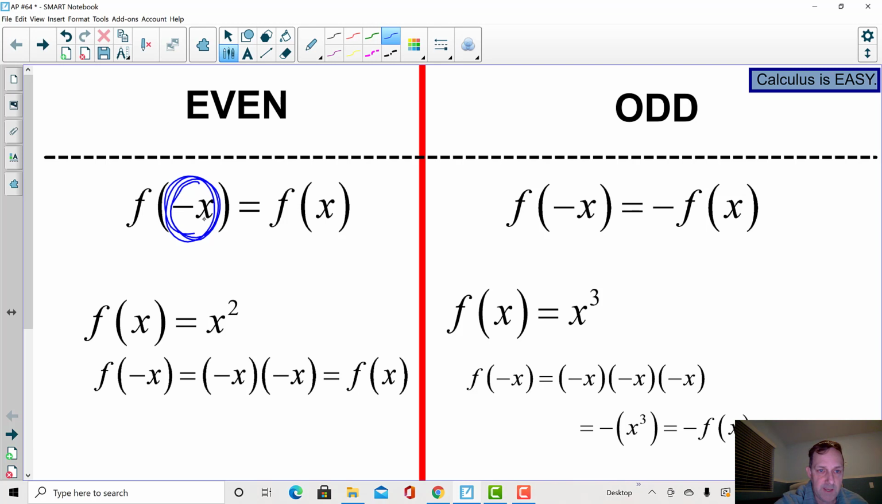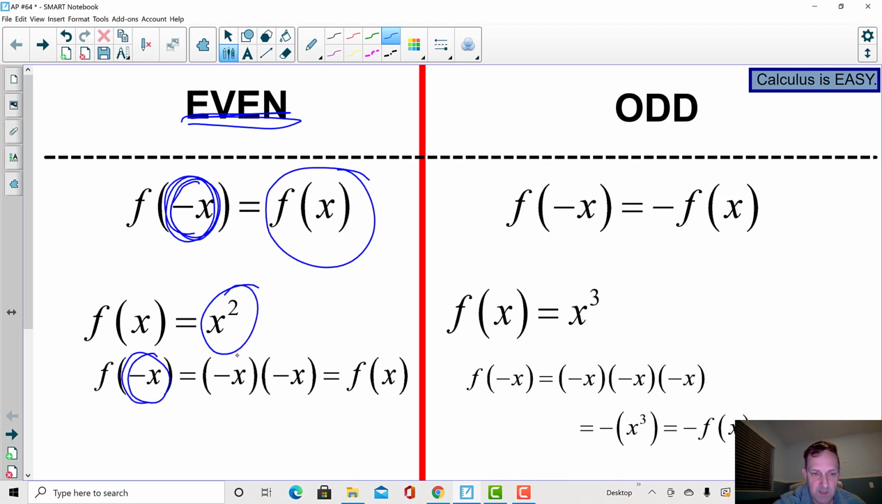If you plug in a negative x and you get the exact same thing back, that's going to be an even function. So here's an example. We have x squared. If you plug in negative x, that's going to give you negative x times negative x, which is just positive x squared. So you're getting the same thing back. When you plug in a negative x, you get positive x squared back. That's the same thing. So that's an even function.